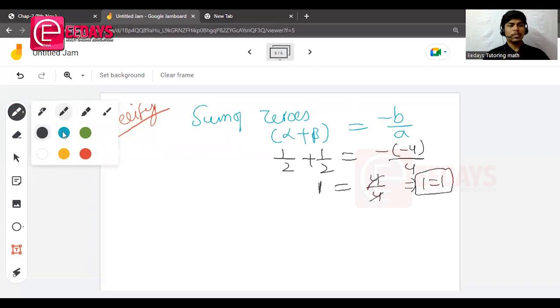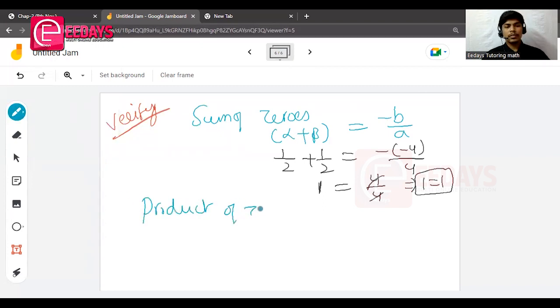And now coming to the product of zeros, that is C by A.